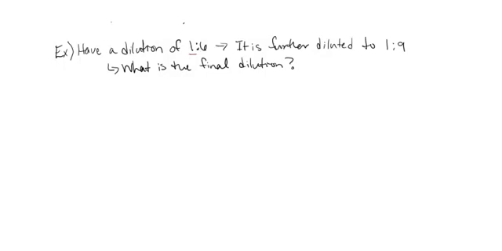So our first dilution of the sample was a 1 to 6, so our dilution factor is 6. In our second dilution, when it was further diluted down, we have a 1 to 9, so our dilution factor is 9. When you multiply your dilution factors together, you get 54. So the final dilution is going to be 1 to 54. That's your final dilution.